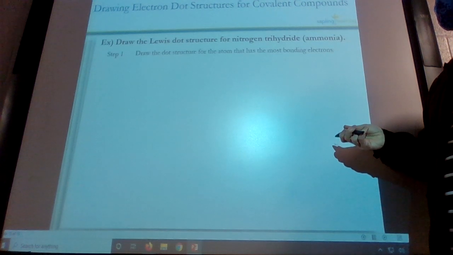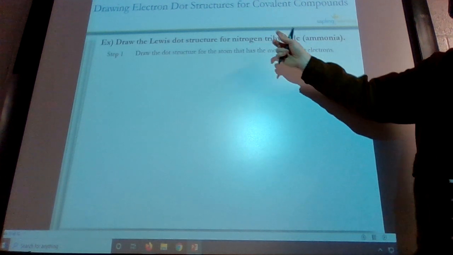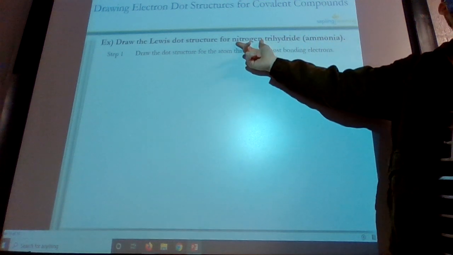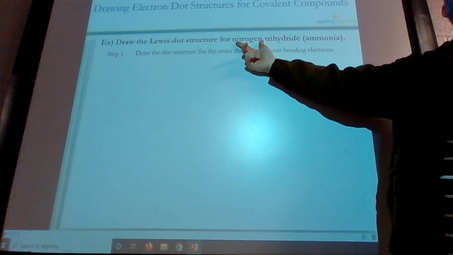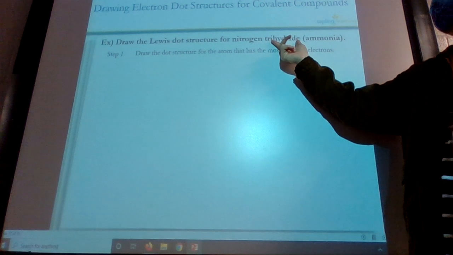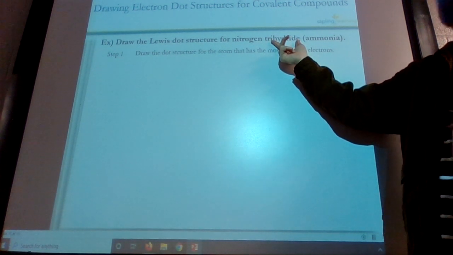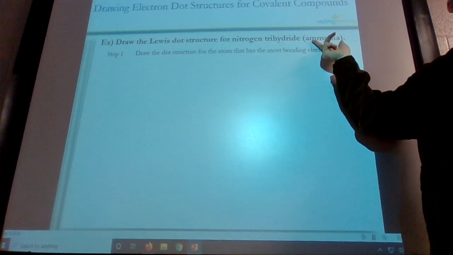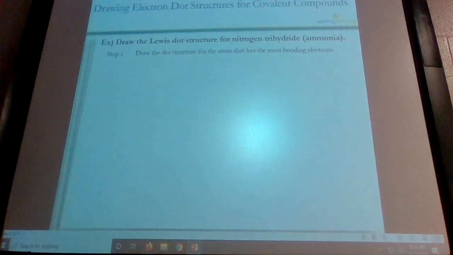So draw the Lewis dot structure for nitrogen trihydride. How many nitrogens am I going to have? Just 1. How many hydrogens am I going to have? 3. So NH3, this is ammonia. That's what I'm trying to do here. So before I let them do it, how many dots does nitrogen have? 5. That's 5, right. So I have my nitrogen.